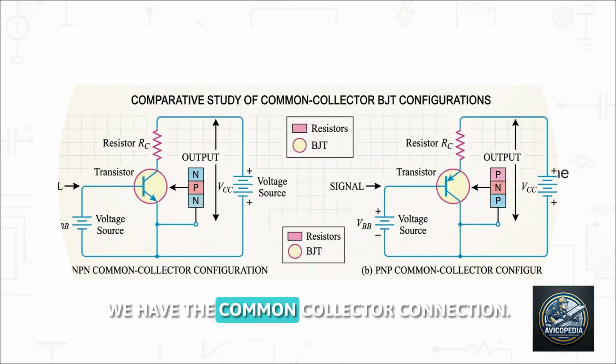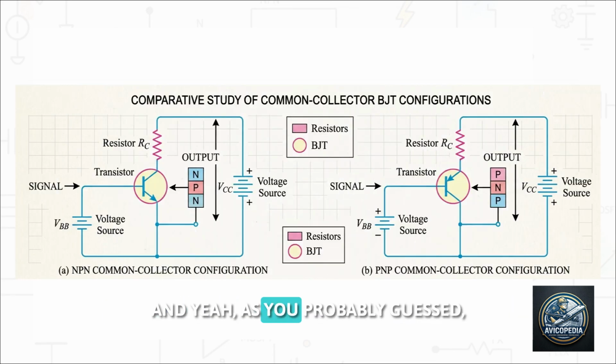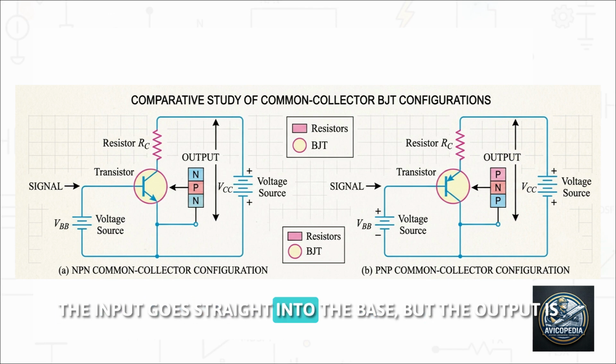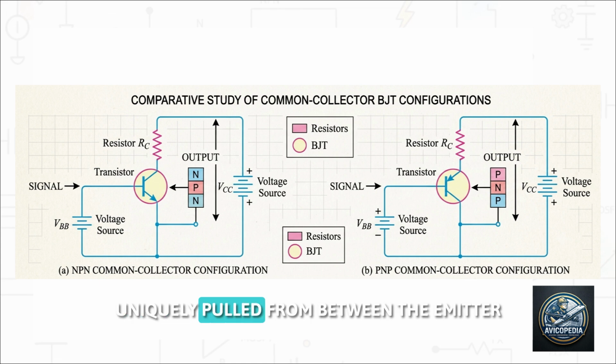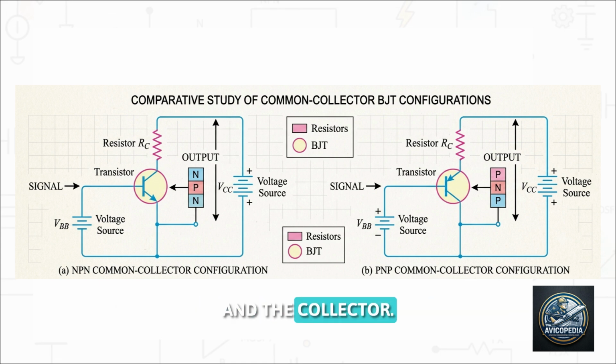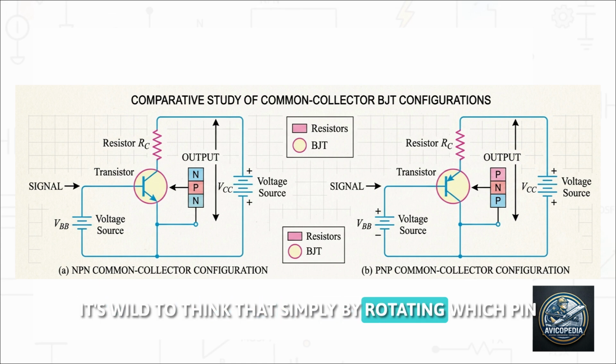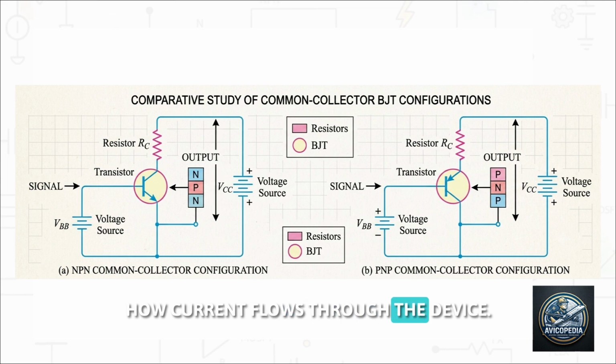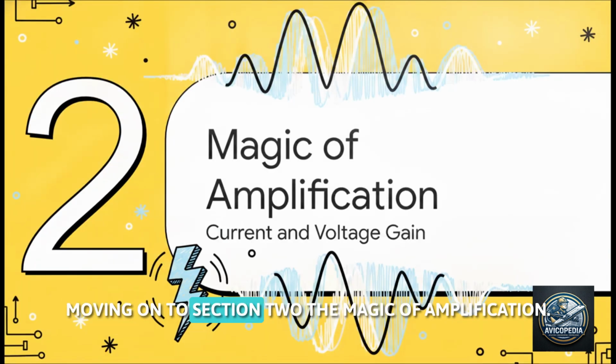Rounding out our trio, we have the common collector connection. And yeah, as you probably guessed, the collector is now the shared terminal. The input goes straight into the base, but the output is uniquely pulled from between the emitter and the collector. It's wild to think that simply by rotating which pin acts as our ground floor, we completely change how current flows through the device. Moving on to section 2, the magic of amplification.